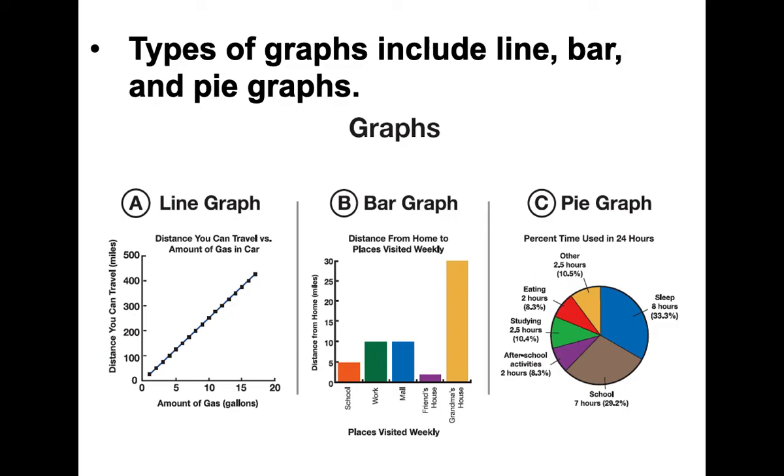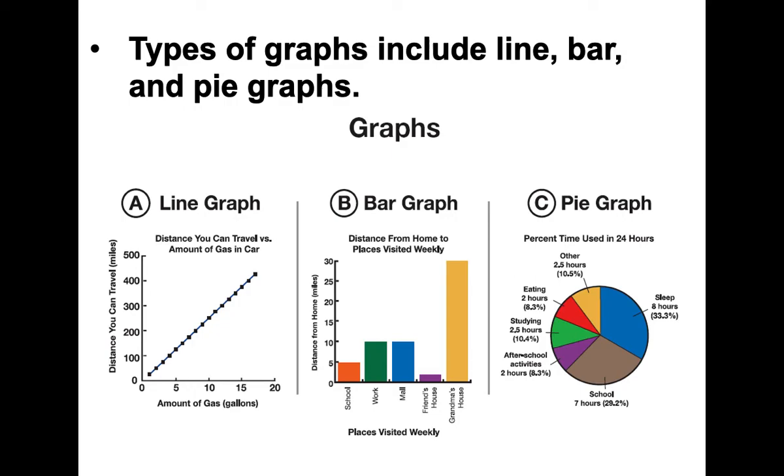We have different types of graphs that we can use. These are the three biggest types of graphs: line graphs, bar graphs, and pie graphs. We use different graphs based on what type of data that we collect. If we collect quantitative sets of data, so remember, quantitative data is data in the form of numbers, so if you collect two sets of numbers, you would use a line graph. That would be like amount of gas and distance you travel.